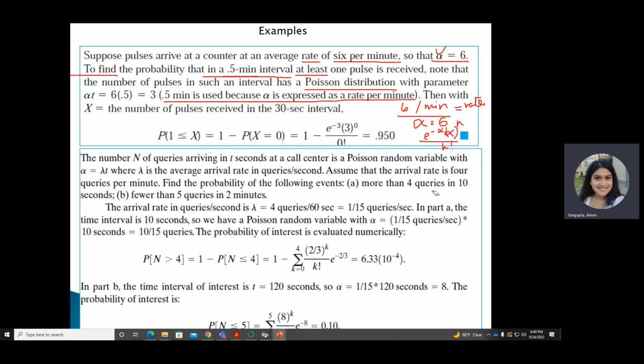4 queries means what? The number 4. So more than 4 queries means n greater than 4. That means 1 minus the probability of n less than or equal to 4. You can put this in a formula and then find out the value. What is the part B? Fewer than 5 queries in 2 minutes. Fewer than 5 means n less than 5. You can directly put this in the formula and find it out.